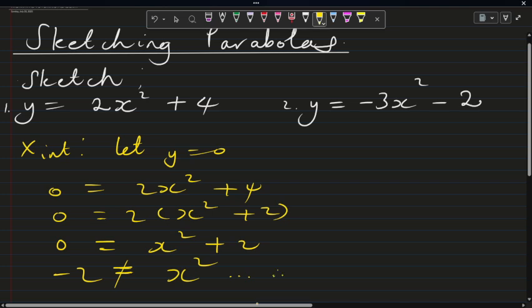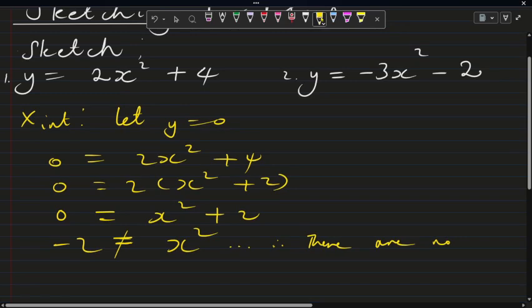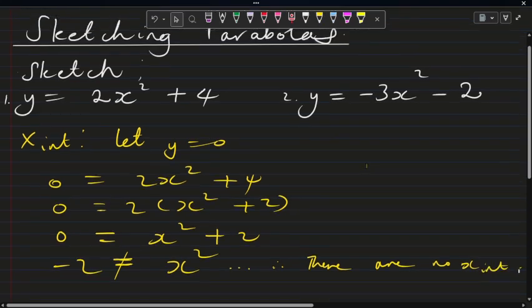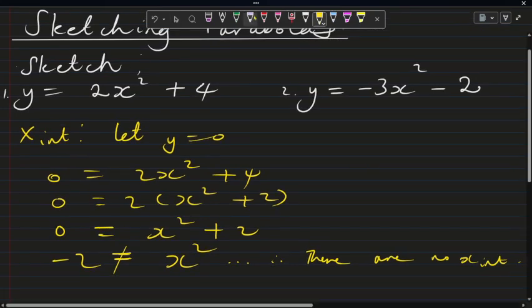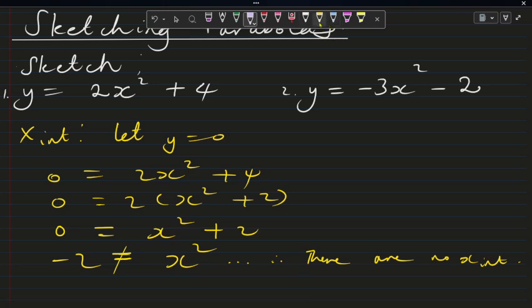So we can say that therefore there are no x-intercepts. Our graph does not have any x-intercept.